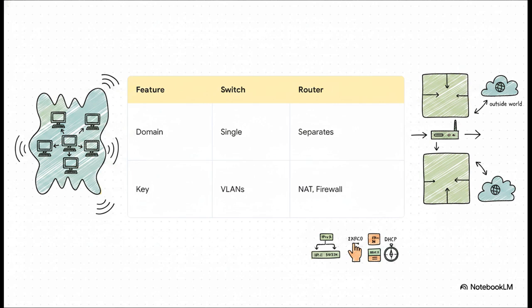Furthermore, let's look at their scope of isolation. A switch generally creates just one large broadcast domain, meaning if one device shouts, everyone else on that switch hears it. But a router actually separates those broadcast domains entirely. And because the router acts as the gateway to the outside world, it takes on a lot of heavy lifting that a standard switch just doesn't do. We're talking things like network address translation, assigning IPs via DHCP, and choosing the optimal path across the global internet.